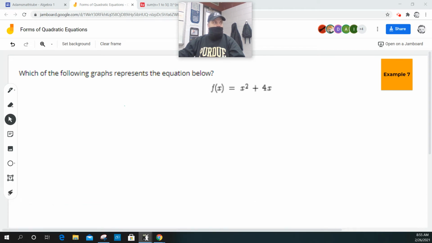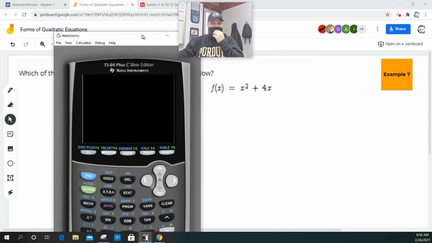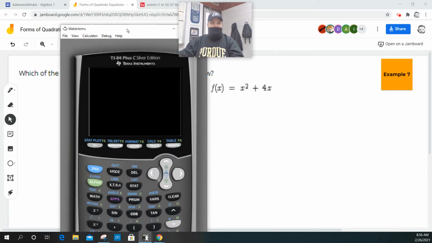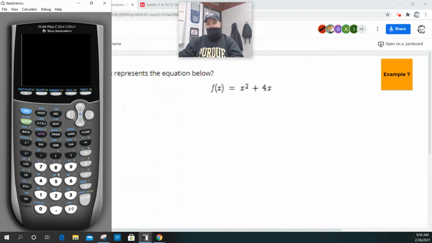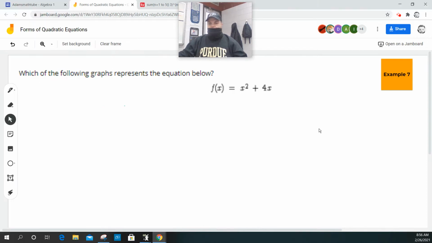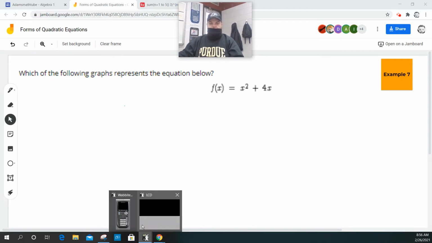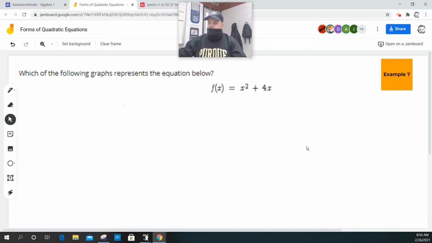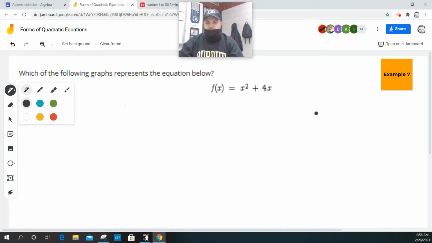Okay, so it says which of the following graphs represents the equation below? I'm going to grab your calculators, turn them on. You guys should be pretty familiar with how to do this. Now, I'm going to tell you something. While you guys are plugging that in your calculator, I'll do it in a second, but let me show you what Mr. Adams knows. And then this stuff is helpful.